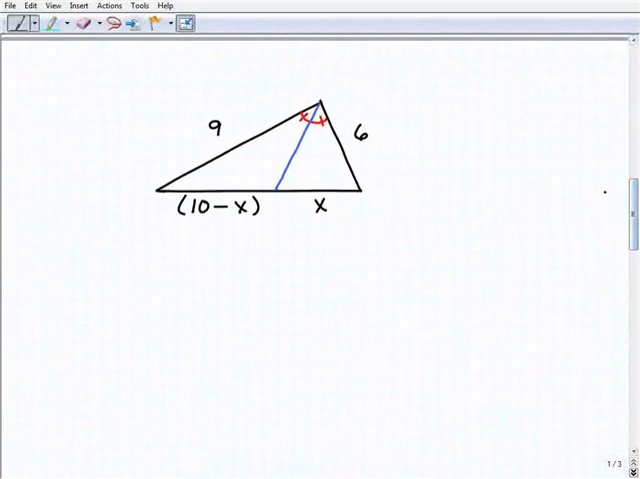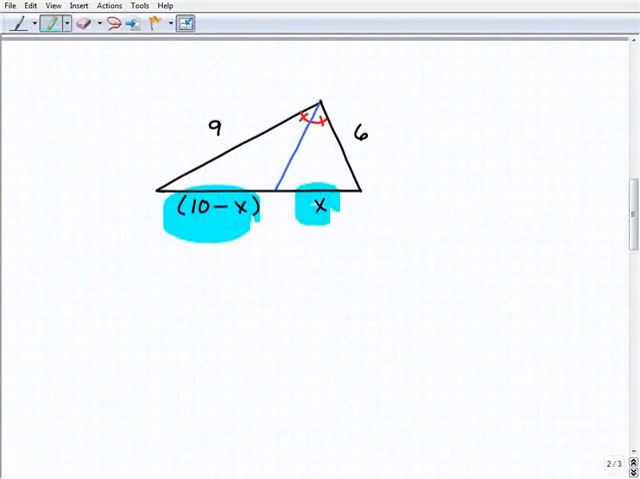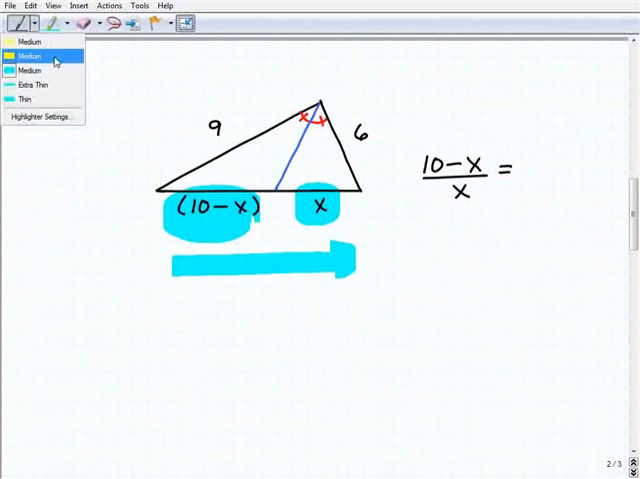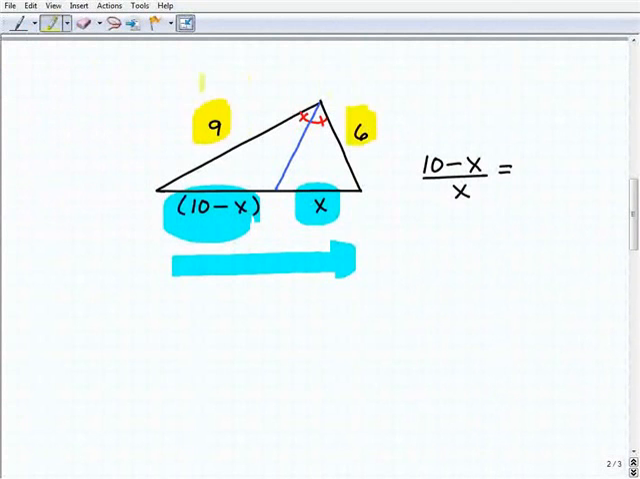Once again, we need to set up that proportion. So I'm going to go this over this, that particular expression over this expression. Let's do it right here. 10 minus x over x is going to be equal to what? If you haven't done this, this is kind of like a little pop question. It's going to be equal to 9 over 6. I'm going this way. So 9 over 6.